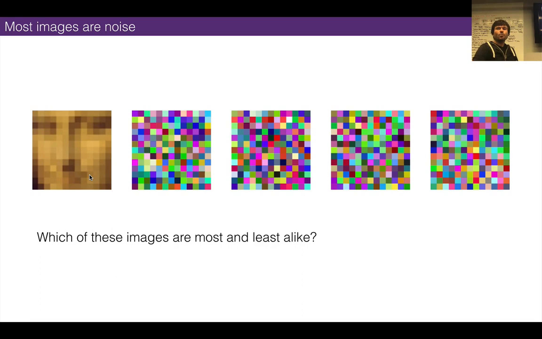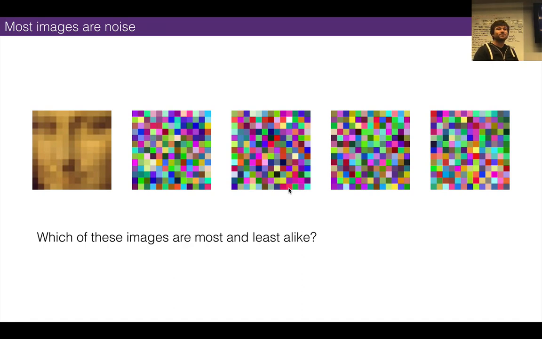Okay, question. Which of these images are most and least alike? It's a trick question. The answer is they're all unalike from each other by the same amount. These two images, even though they look like random noise to you, is this more alike with this, or is this more alike with this? You might go, well, these are more alike because they're both random noise. But every random noise is different from each other by the same amount that they're different from stuff that's not random noise. The point is that random noise is junk. That's the whole point of this slide.